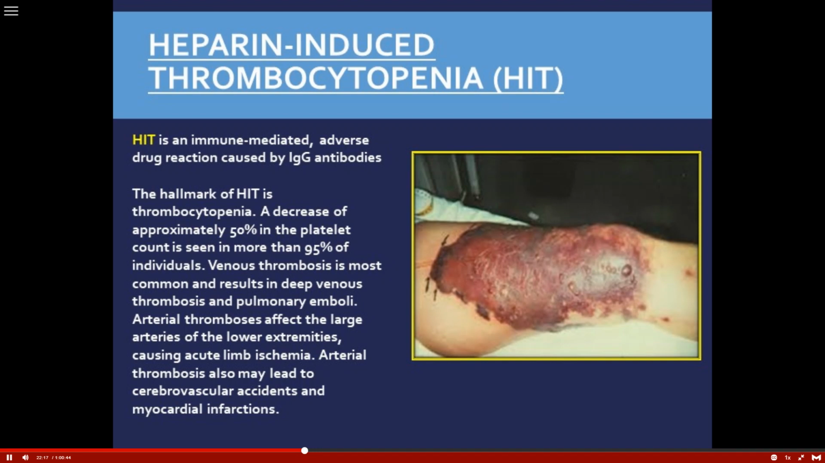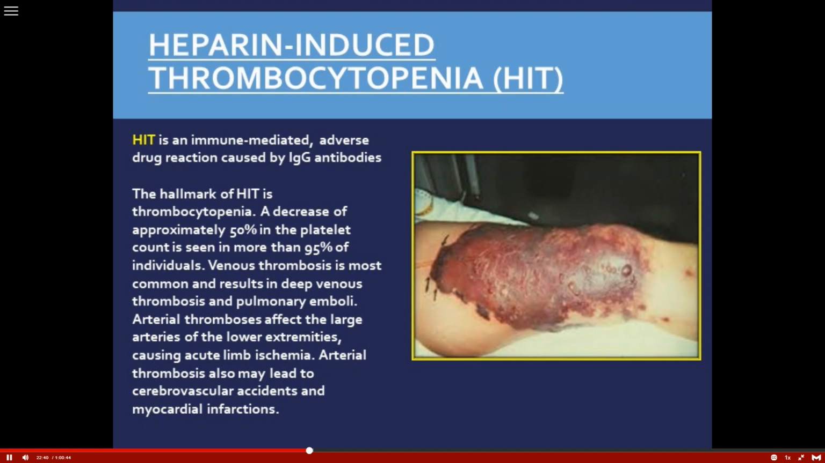Anyway, the hallmark of HIT is thrombocytopenia. So I know you're watching that PTT, right? Making sure the heparin's therapeutic, not too high, not too low. But something else you should be watching are platelets, because the hallmark sign of HIT is actually you'll see a decrease of approximately 50% in the platelet count, right?